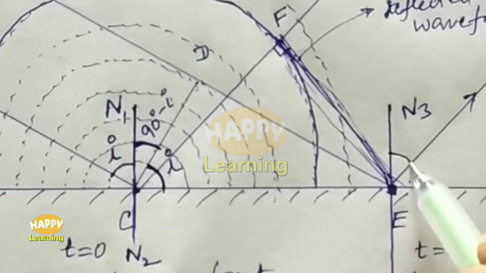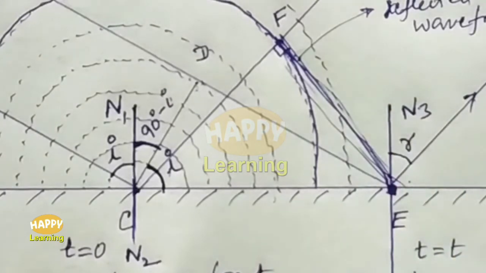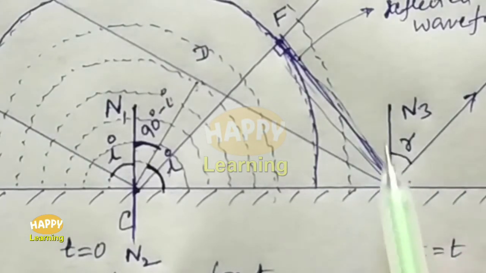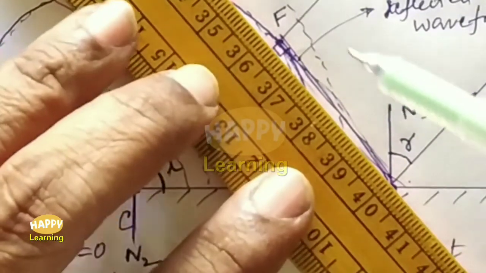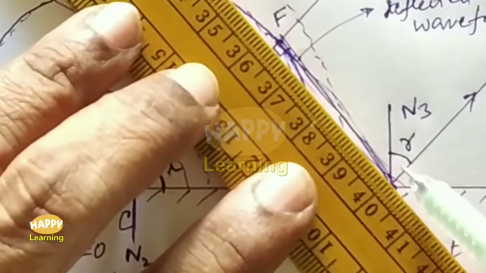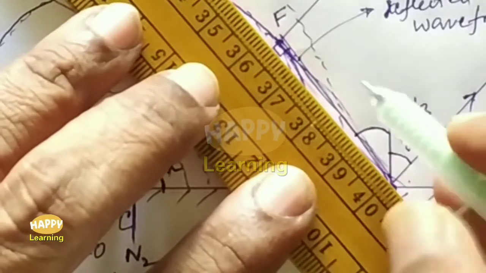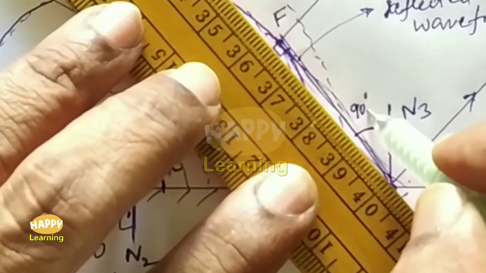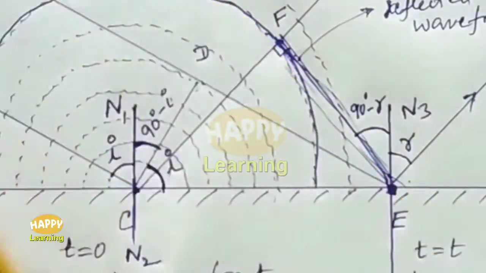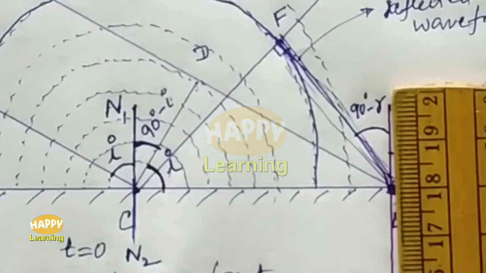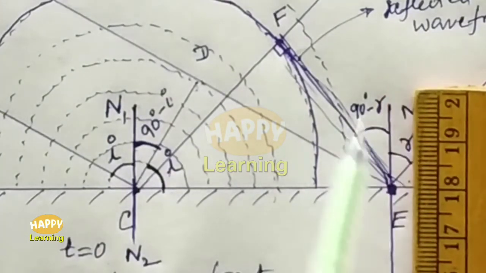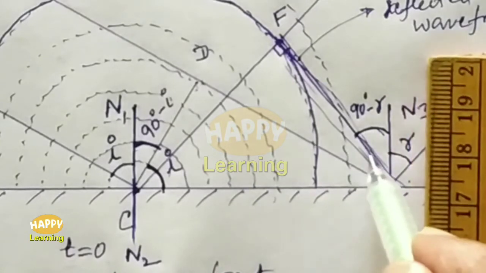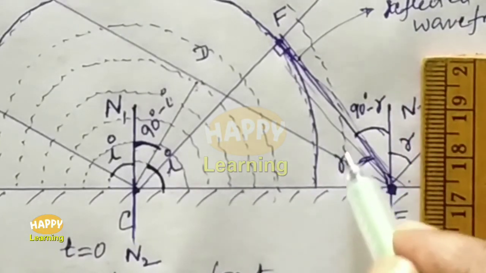Similarly, the angle between the normal and the reflected ray is R. This is normal, this is reflected ray. Angle between normal and reflected ray is R. Okay, this is wavefront. EF is wavefront. This is R. This balance will be 90 degree minus R. Okay. Now, this PQ is reflecting surface and this is normal. A part is 90 minus R. Then this remaining will be R.